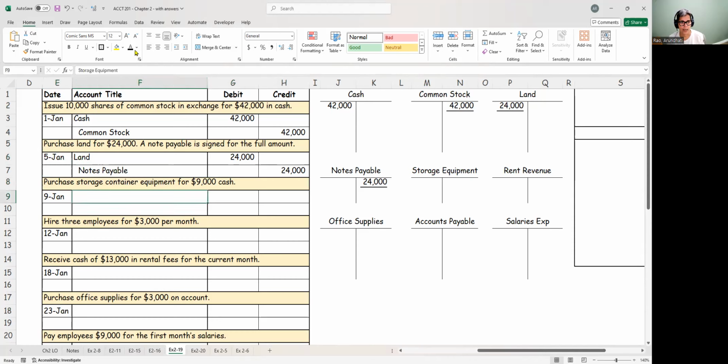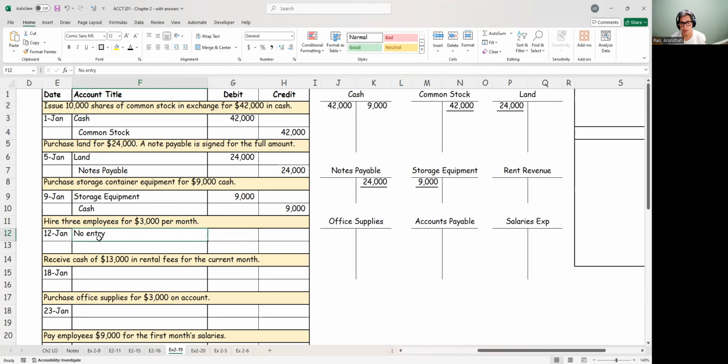So what did I get? I got an equipment, storage equipment, and I paid cash. So cash is going to be credited. So storage equipment will be debited and cash will be credited, $9,000. On the 12th, I hired 3 employees for $3,000 per month. I hired them. Did I pay them today? The answer is no. They still have to work for me before they can earn the $3,000. I have not received the benefit of their work as yet. So on this day, there is no entry.